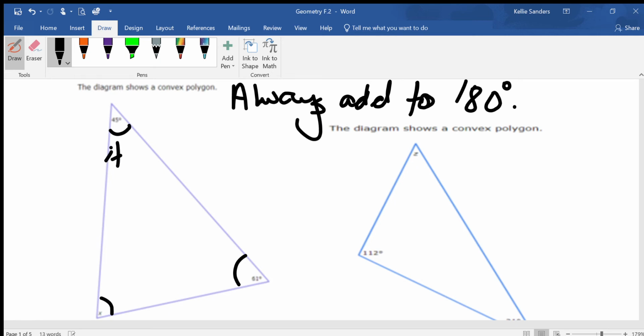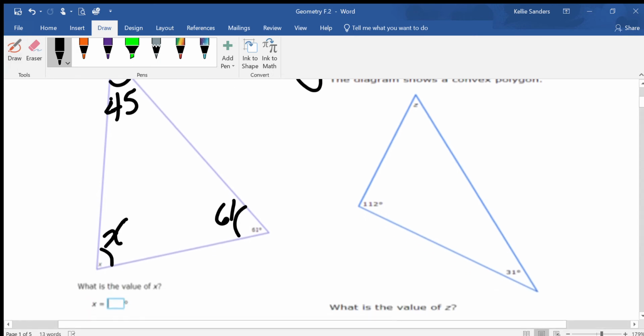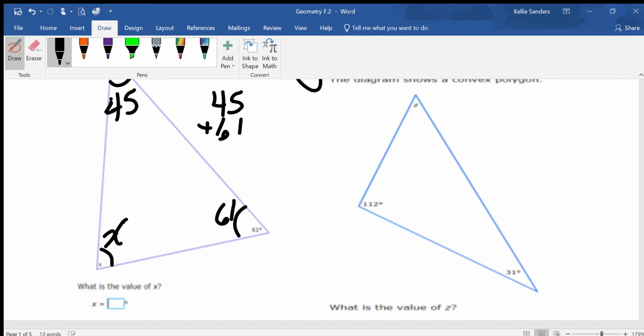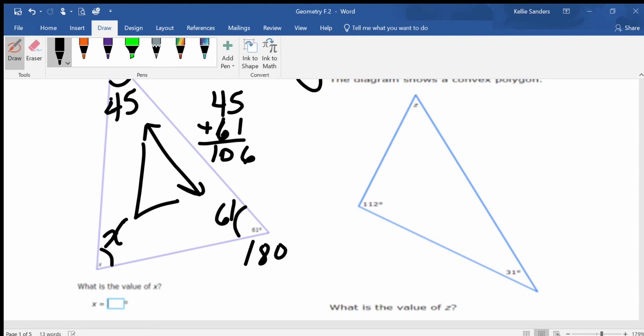So if right here we have 45, and right here we have 61, and right here we have x, how much is x going to be? Add 45 and 61 and get 106. So these two add up to be 106, and all three of them add up to be 180. So we do 180 minus 106 and get 74.